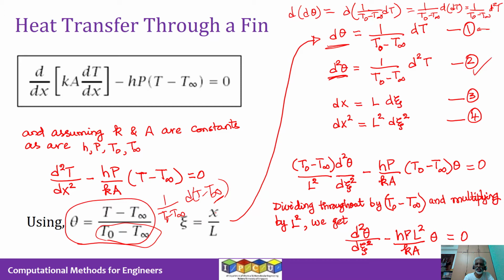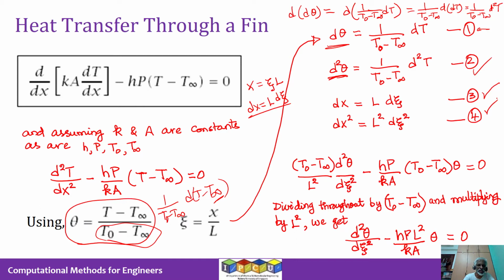psi is equal to x by L, I can write x as psi times L. And L is a constant. Therefore, dx will become equal to L d psi, because L is a constant. Therefore, dx will be equal to L d psi, which becomes equation 3. Then if I square both sides of equation 3, I'm going to get dx squared as L squared d psi squared. All right. So equation 4 is also understood.